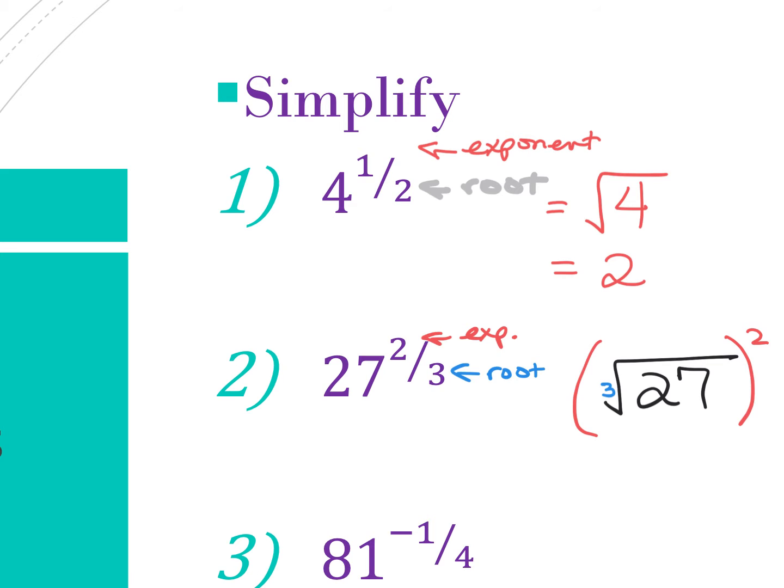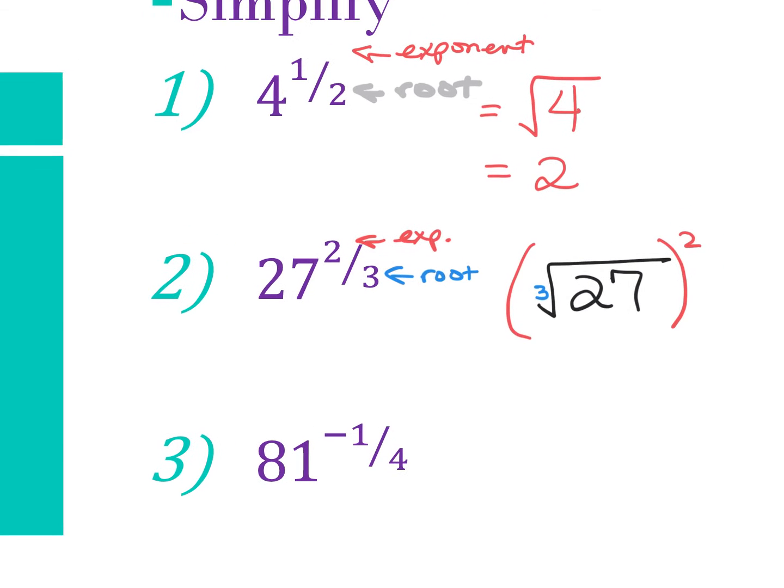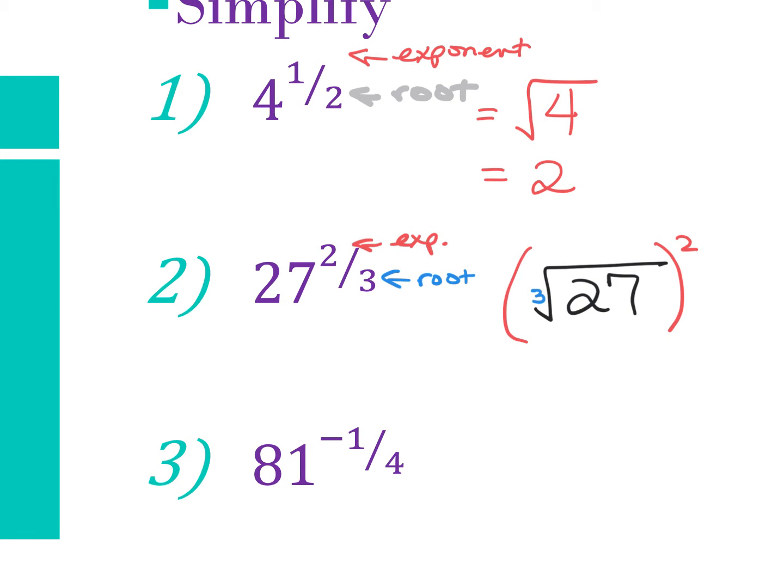So again, you can choose here. You can either do the exponent first, I could try to do that, or I can find the root. So in this case, I'm going to find the cube root of 27. And I know that 3 times 3 times 3 will give me 27. So the cube root of 27 is 3. And then once I get that answer, I now do the exponent, and I get 9.